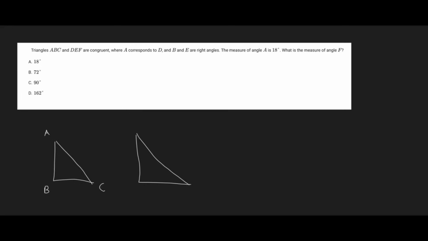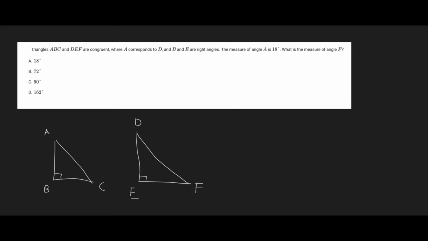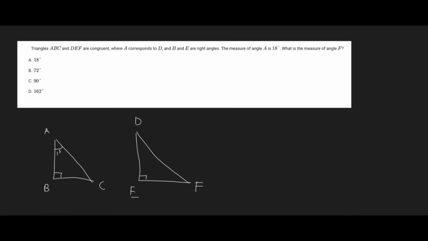All right, so E is the other right angle. So this one's D, and this one's F. Now let's mark those right angles in there. It's pretty messy. And there we go. All right, so let's see what's given. So they say that the measure of angle A is 18 degrees. So we have 18 degrees right here.